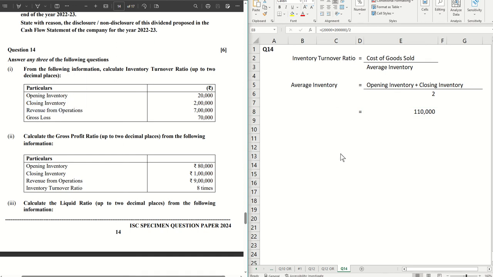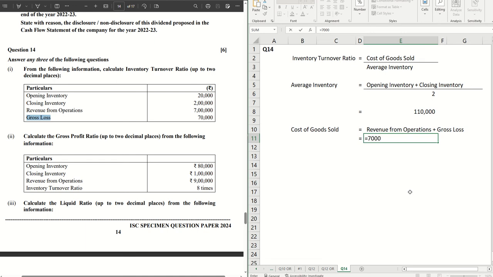Now, in this case, we have a gross loss. So, cost of goods sold, let's write the formula for cost of goods sold. Cost of goods sold will be equal to revenue from operations. Generally, we subtract gross profit from revenue from operations, but in this case, we have gross loss. So, we have to add that to calculate the cost of goods sold. So in that case, it will be a straightforward 7 lakh plus 70,000. Okay, so 7 lakh 70,000 is our cost of goods sold.